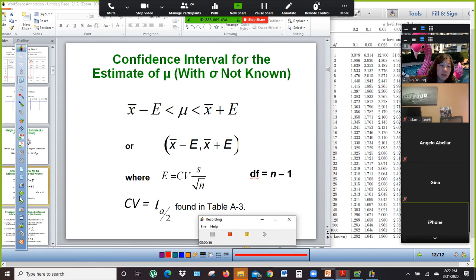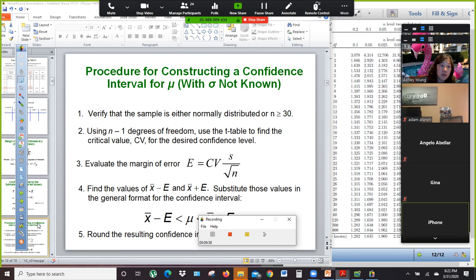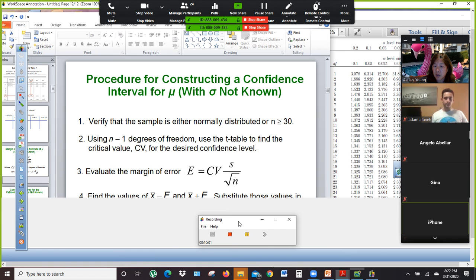Here are the steps. Let's get a reader to kind of go through the steps. Gina, can you go ahead and read this for us?